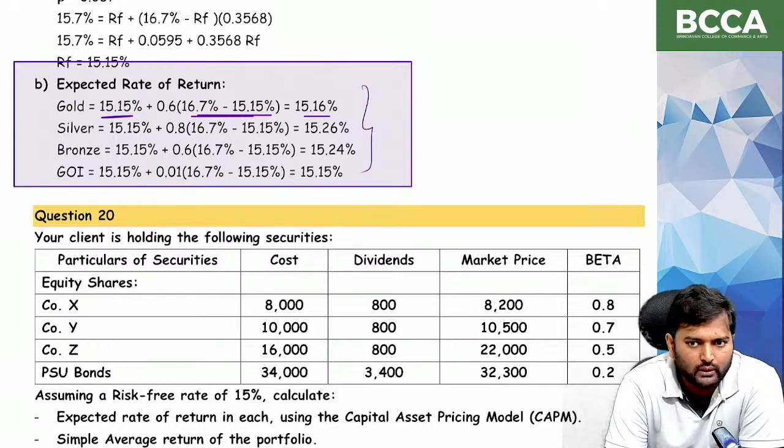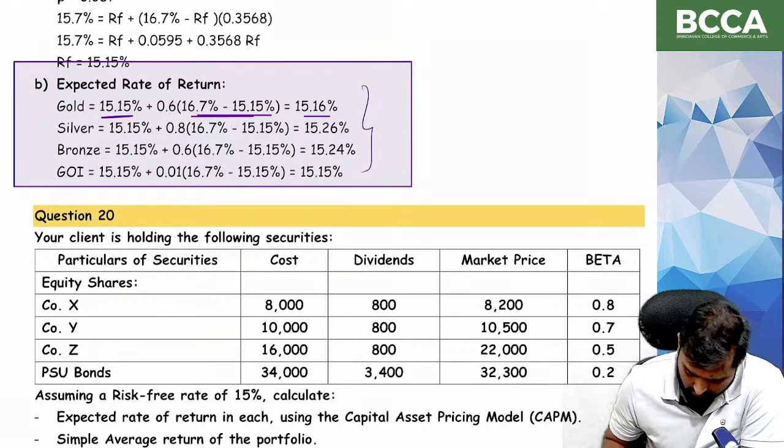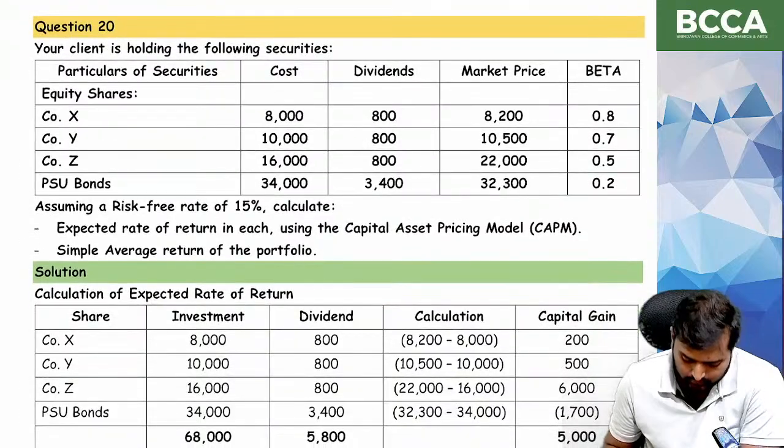This question you have to refer multiple times. Even if you know the concept, you may not be able to solve it because we have to take assumptions. We are assuming the average return of a portfolio given in the question as CAPM return and the actual return as market return. Done? So question number 20.